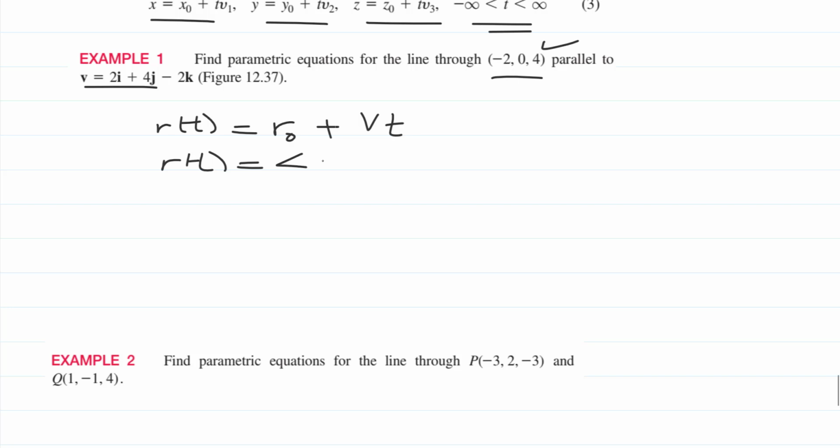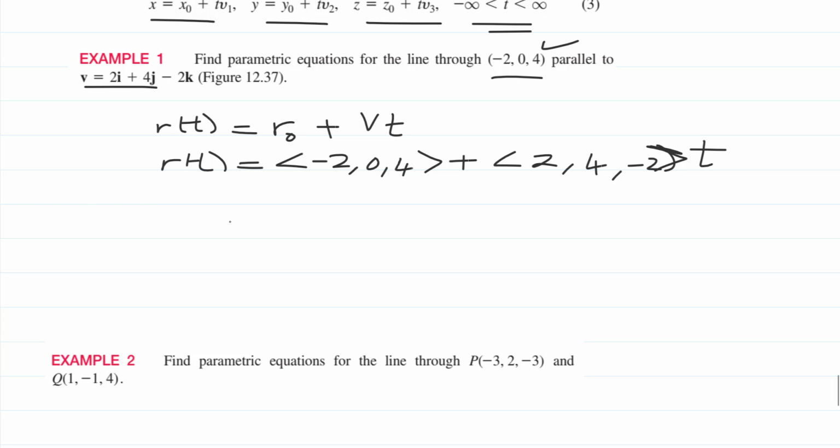So we can even use the component form: minus 2, 0, 4, plus our v here in component form is 2, 4, minus 2. We use angle brackets, then multiply by t. So this is the vector equation. Of course, if you want, you can put it in terms of the i, j, k's. You can put it as i, but remember this is minus 0, so we'll still have that. So that's your vector equation.